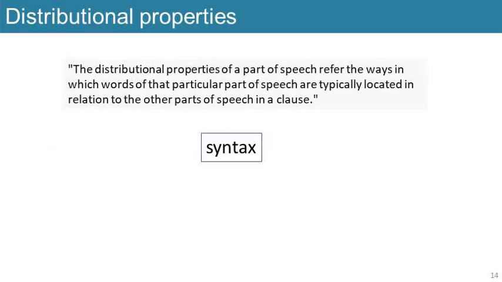In simpler terms, the distributional properties of a part of speech refer to the ways in which words of that particular part of speech are typically located in relation to the other parts of speech in a clause. The general topic of word placement and word order is called syntax. Because function and distribution, syntax, are closely linked, they will usually be treated together in the analyses that follow.